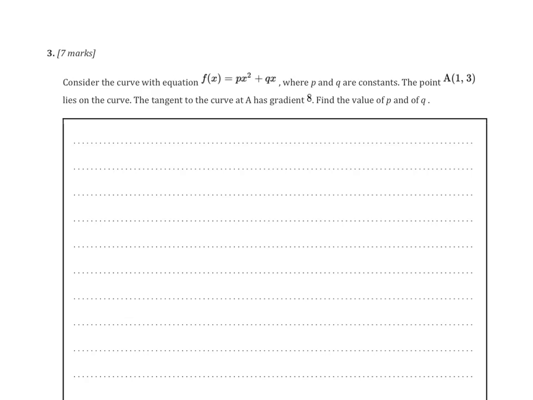Okay, so this is a little bit different type of question. You've seen a question where they ask you to find the tangent. You've seen a question where they ask you to find the normal. Now they give you a function, they tell you a point that's on the curve, and they tell you the tangent has gradient 8. Gradient is the synonym for slope. And they ask us to find p and q.